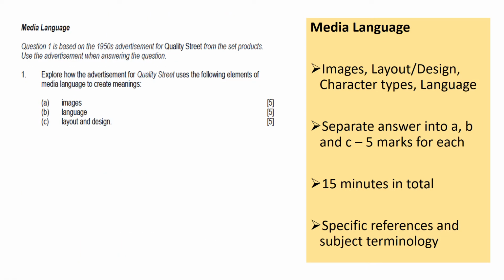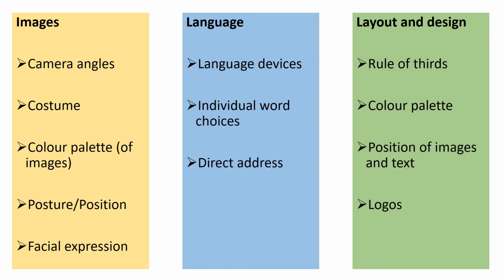So if we have a think about this in more detail, then what does this mean? Layout and design, for example, might be the rule of thirds and how the text has been composed in terms of the rule of thirds to draw the reader's eye. You might talk about colour palette. That would fit into the design element of this question. You could talk about the way in which images and text have been positioned, where they are on the page and how that draws your eye and what the significance of those positionings are. And you could talk about logos, particularly on texts such as Quality Street and This Girl Can.